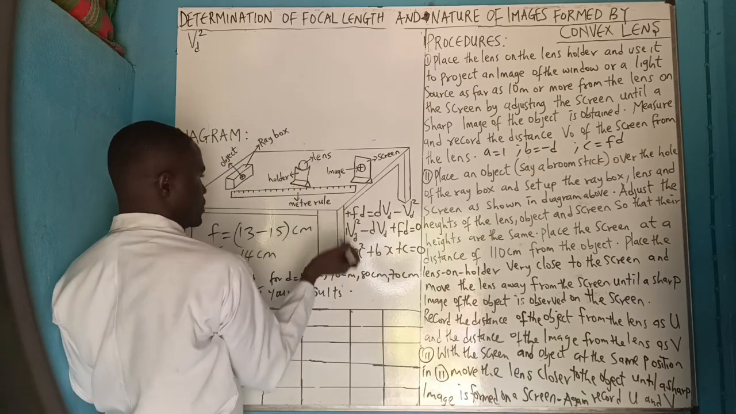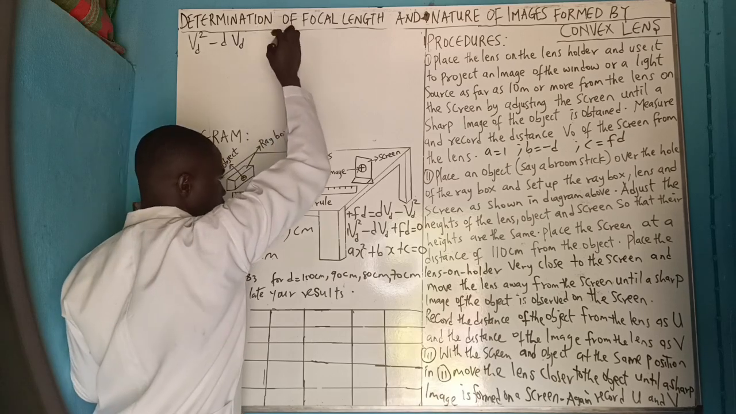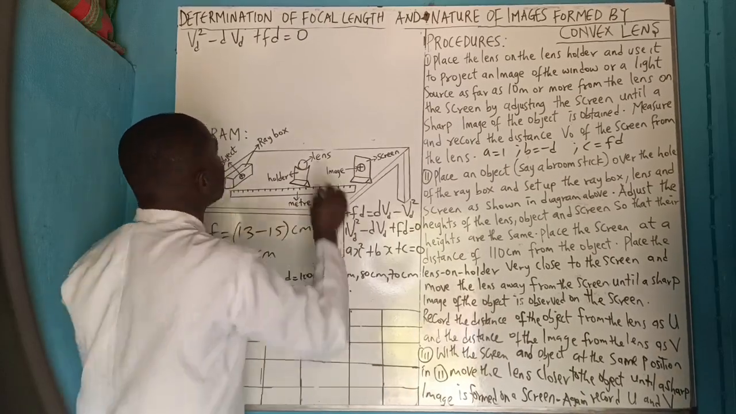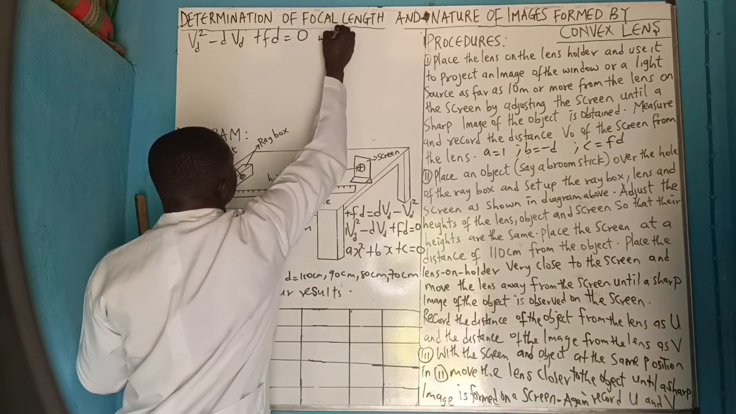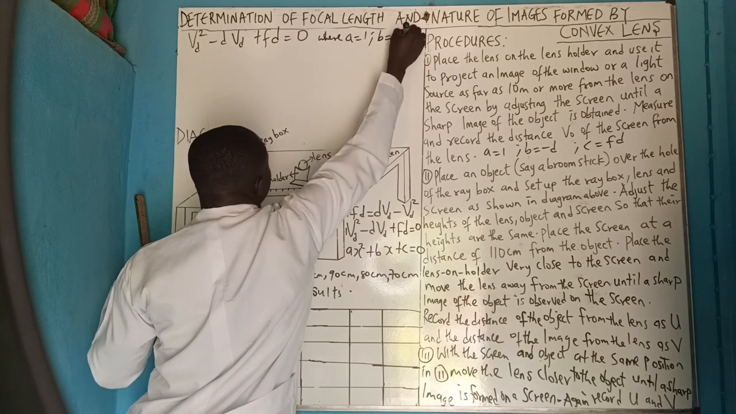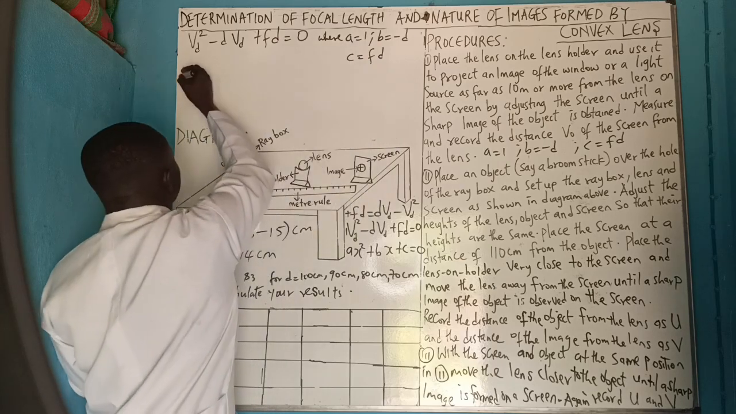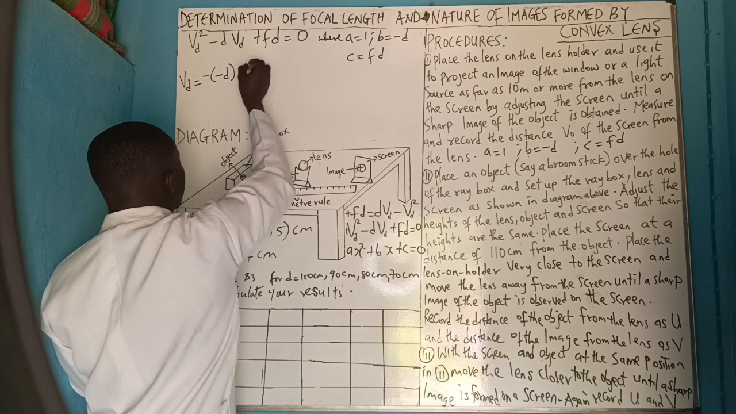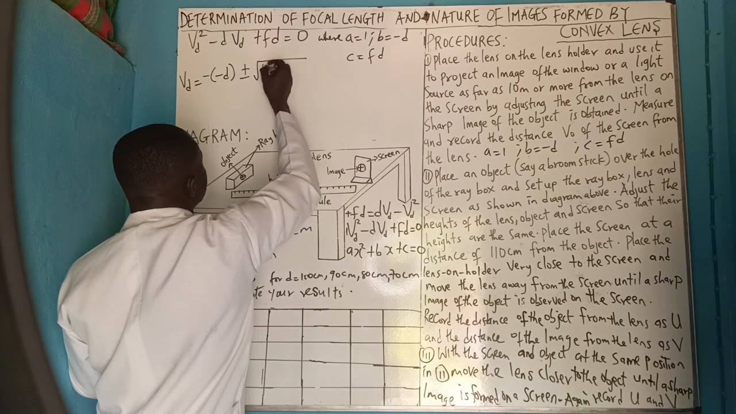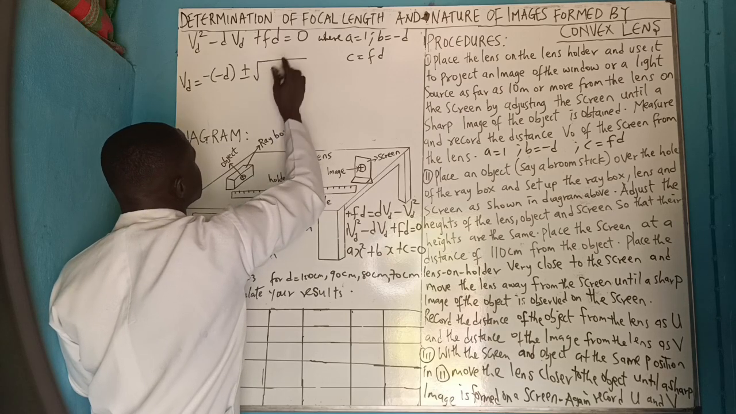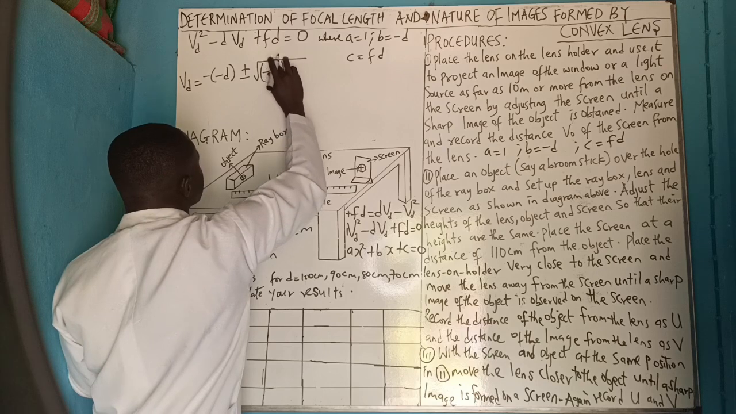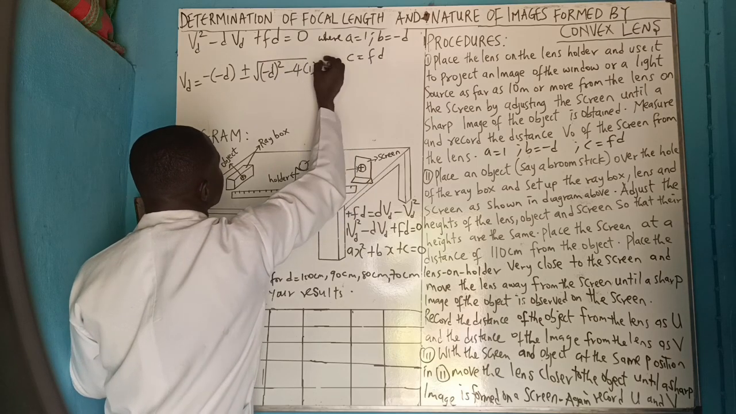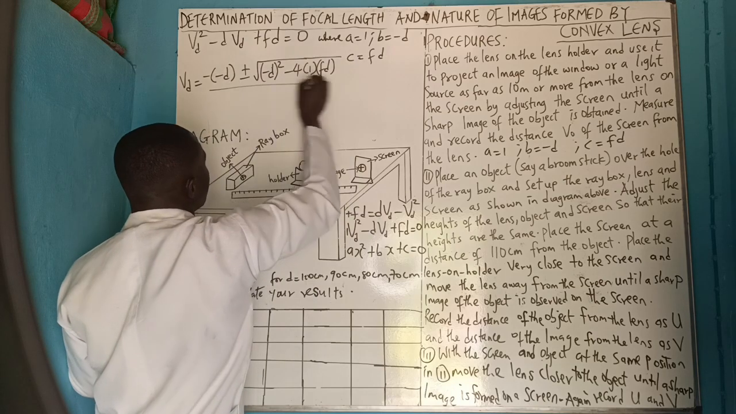So resolving VD squared minus dVD plus FD equals 0 using quadratic formula. We will be saying that where a is 1, b equals minus d, and c equals fd, we will be having that VD equals minus bracket minus D plus or minus square root of b squared, which is minus D squared, minus 4 times 1 times c, FD, all over 2 times 1, 2.